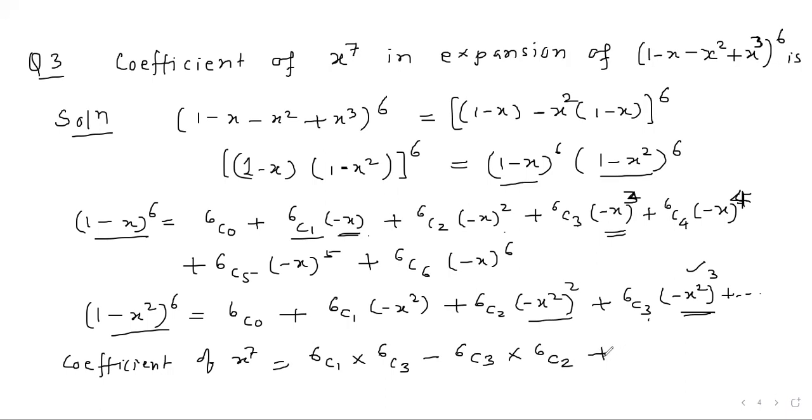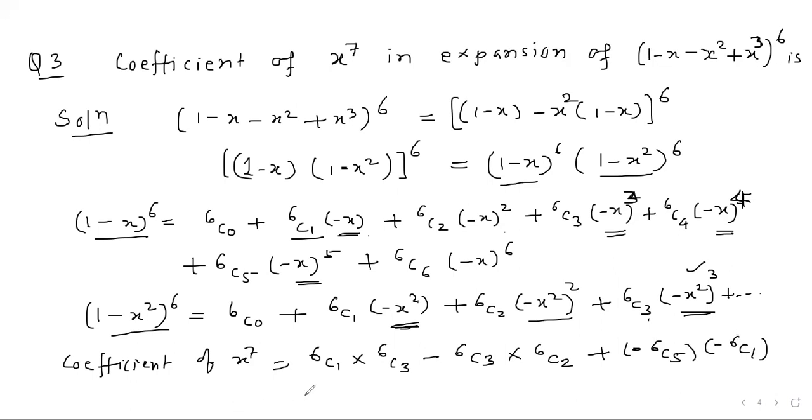Then from here power will be 2. It means 4 power is needed from here. Sorry, we need power 7. So this is power 2. So 5 power is needed from here. So we will get minus 6c5 times, from here there is also minus sign. So minus 6c1.